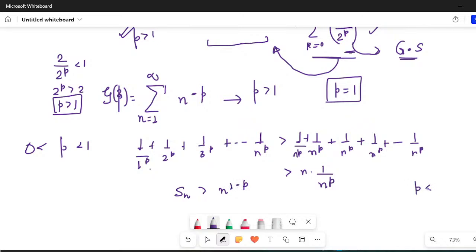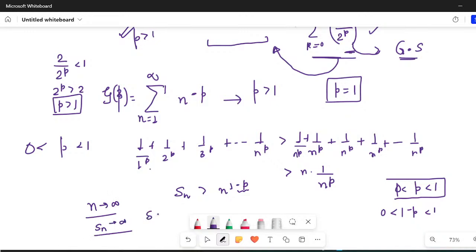Now if my p lies between 0 and 1, 1 minus p would again lie between what? Again it will lie between 0 and 1 only. If my p lies between 0 and 1, 1 minus p also lies between 0 and 1. So this lies between 0 and 1. This is on this power. Now if I take n tends to infinity, my Sn would also go to infinity.